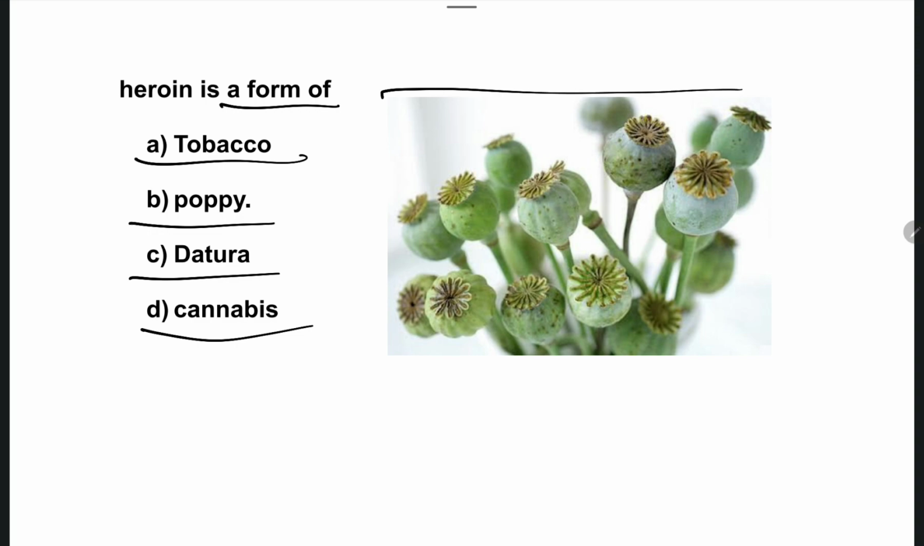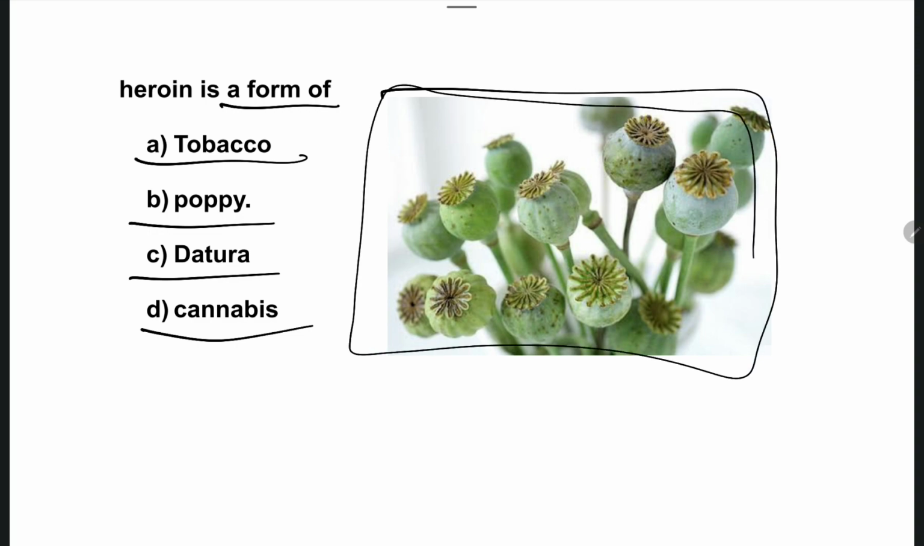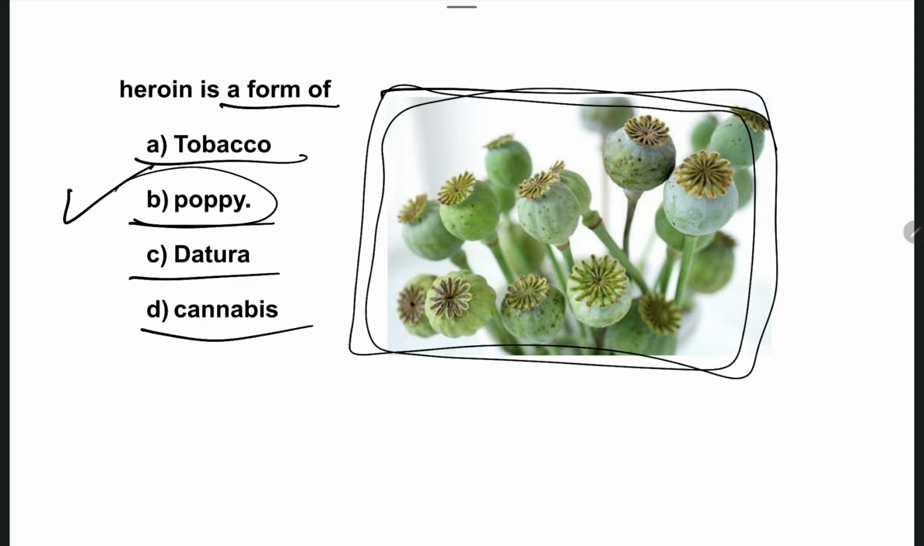Here you can see the picture. You may get a question like this: identify the picture shown below. You have to give the correct answer, that is poppy. Heroin is a form of poppy chemical. You can see this type of fruit here. When you cut it like this, you will get a white creamy substance. That is known as the poppy.